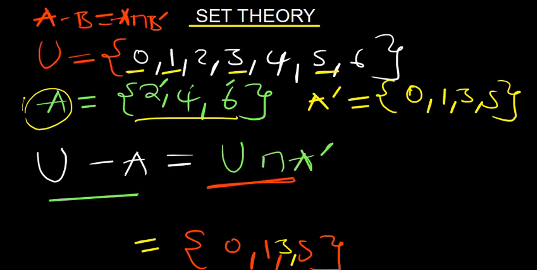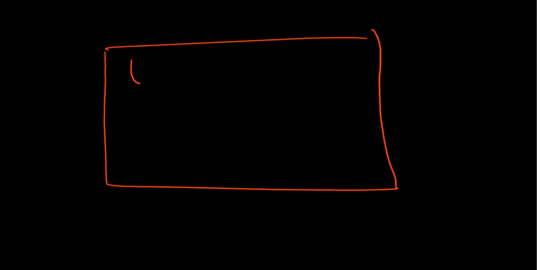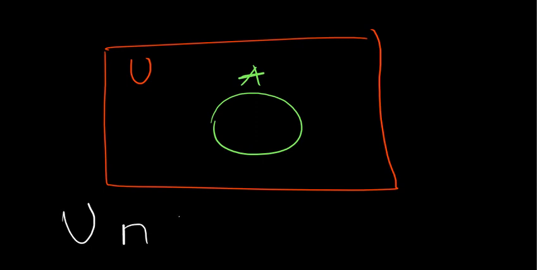Now, when you look at this, what is the intersection of a set and the universal set? I want you to understand it in terms of shading. So this is your universal set. Then you have a certain set inside, which is A. So when you think about the intersection, U intersection A, what can you say?